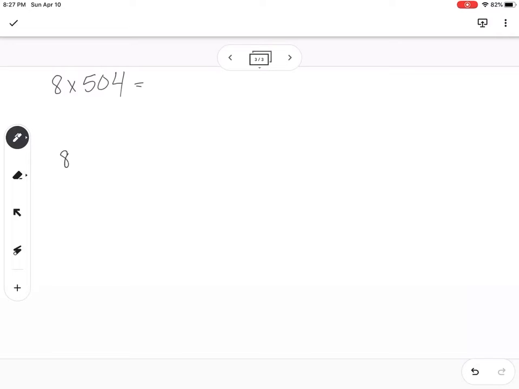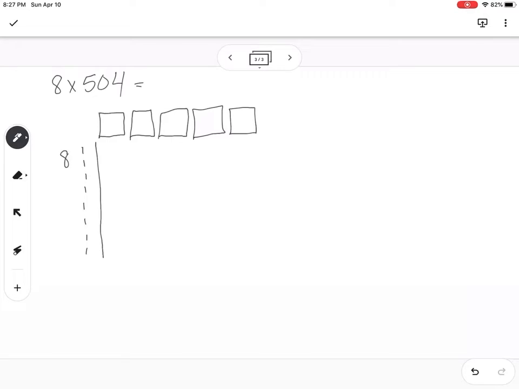I'm going to do 8. 1, 2, 3, 4, 5, 6, 7, 8. I just didn't have enough space last time. And then I have to do 504, so I'm going to do 5 100s. 1, 2, 3, 4, 5. And then I have to do 4 1s. I don't have any 10s, so I'm not going to draw any 10s because there's 0 10s in this number. So it's okay to just draw your 5 100s and then your 4 1s.